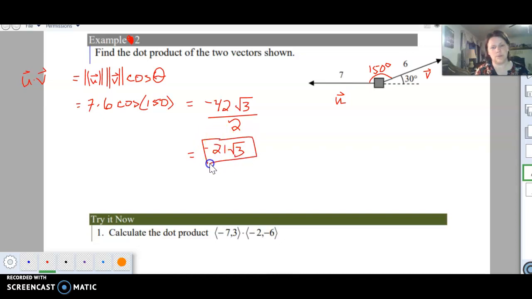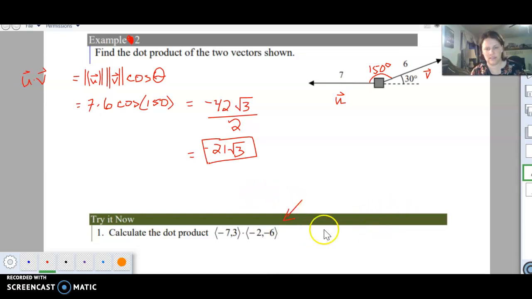Okay, and that's it for example 2. Actually, we can do the same one down here on our screen again. So, take a minute, pause the video, and go through and figure out this dot product right here.